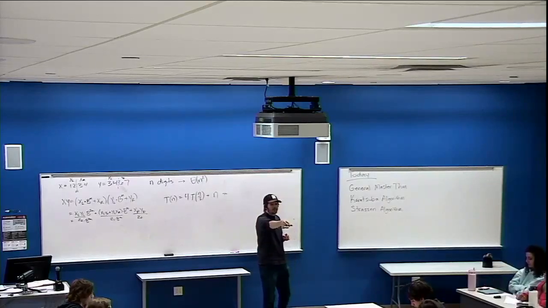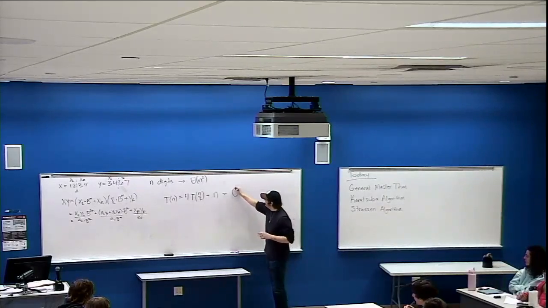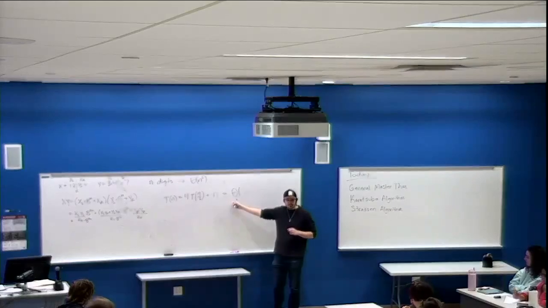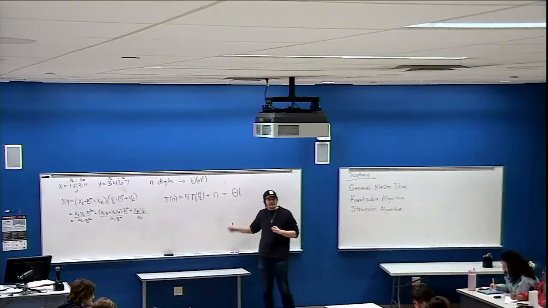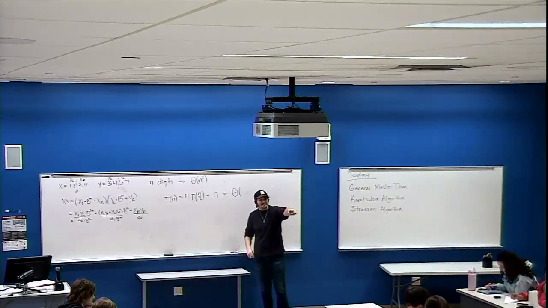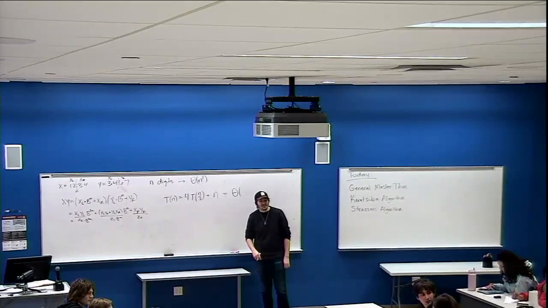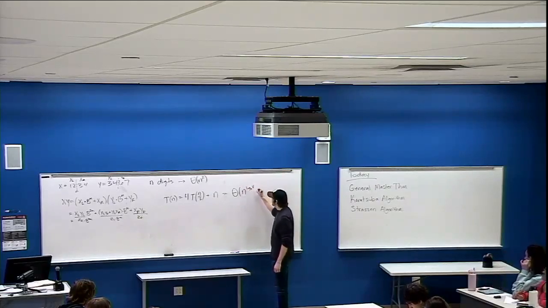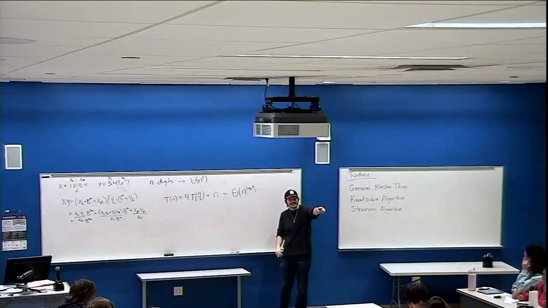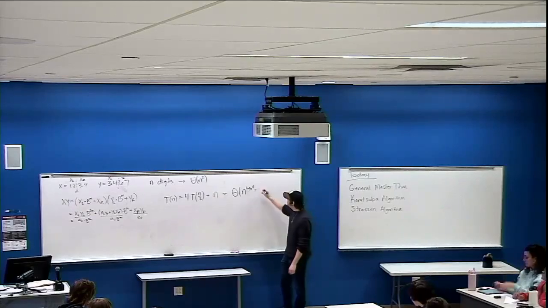It's going to be exactly equal to something. It's going to be tightly bounded by something. Okay, it's n to the log base 2 of 4, which is equal to what? What is log base 2 of 4? 2. This is n squared.